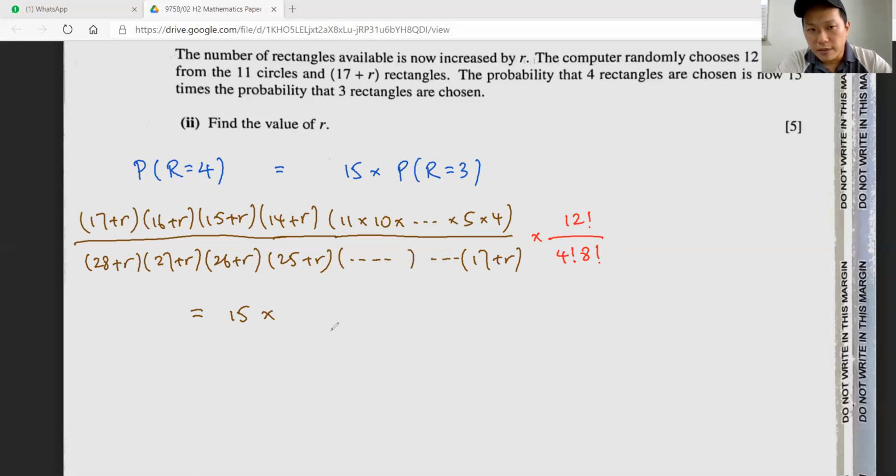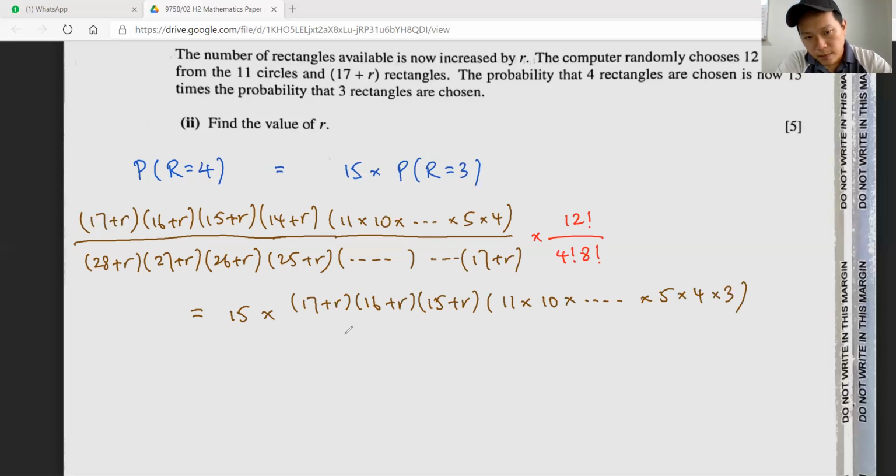Okay, so what's the probability of r equal to 3? Same thing. Let's just say 3 rectangles: 17 plus r, 16 plus r, 15 plus r. Sorry, 3 rectangles chosen, which means I need to have 9 circles. So 9 circles is going to be 11, 10, 9, 8, 7, 6, 5, 4, 3. Okay, so that's all for my numerator.